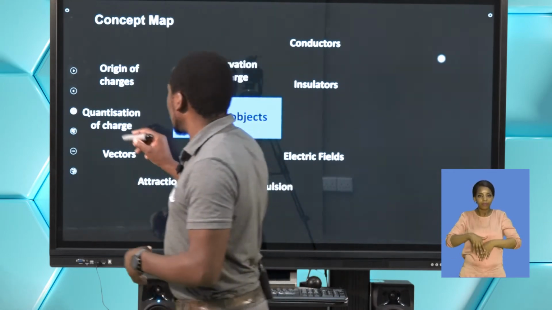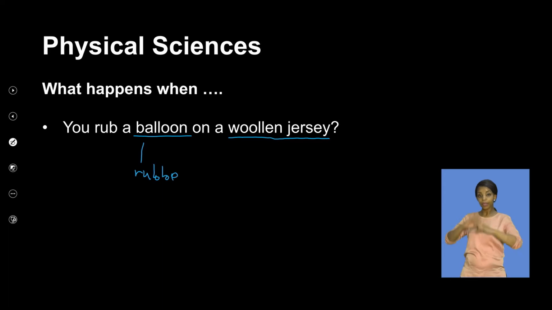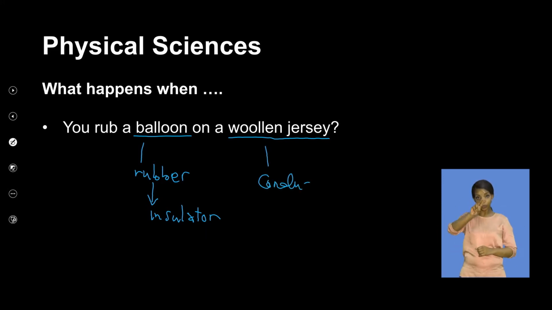Now let's look at a scenario where you rub a balloon on a woolen jersey. Take note of the material. A balloon is rubber, and a woolen jersey is a different material altogether. Both of them are different types of material, and so one of the two is an electrical conductor. Rubber is an insulator, and the woolen jersey is an electrical conductor.